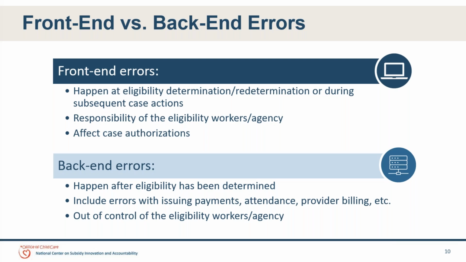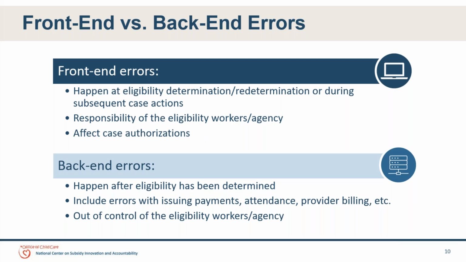Quick reminder, the improper payment case reviews are focused on front-end eligibility processes. We are not looking at processes that occur after the eligibility decision. Front-end errors are those errors that occur during the initial eligibility determination or the redetermination. Front-end errors might also occur when the eligibility worker is processing a reported change or some other type of case action. Front-end errors will likely affect the case authorization amount.